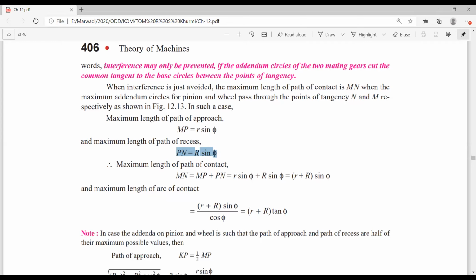So maximum length of path of contact, that is MP plus PN, r sin phi plus R sin phi, or we can say it's (r plus R) sin phi. This is the arc of contact. Yes, please note it down quickly.